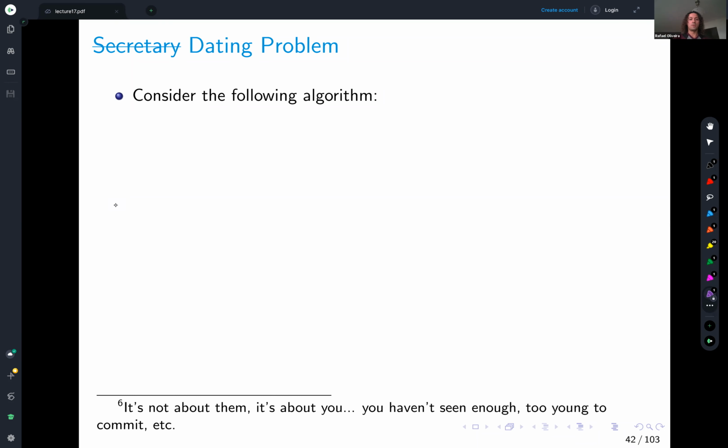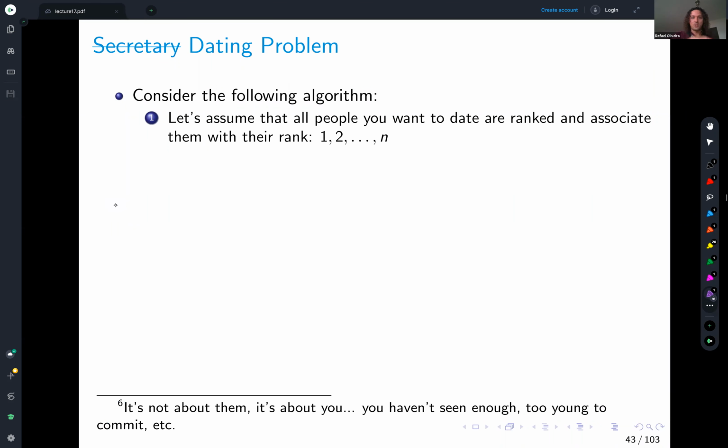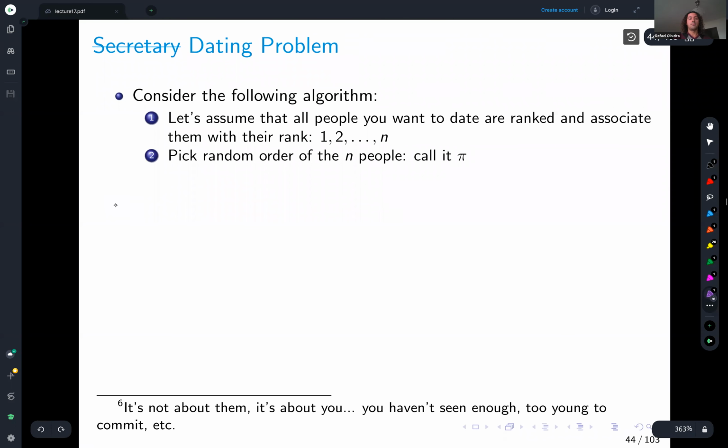So here's the following algorithm. We're going to assume that all the people we want to date are ranked, and we're going to associate them with a rank. As two people are unique, no two people are the same, neither is your rank. So all these people are clearly ranked against each other, and there are no ties. We know the number of people, and we associate them with a rank from 1 up to n. Let's say you also know all these people, and you just have to decide the order. So what do you do? Well, here's the algorithm.